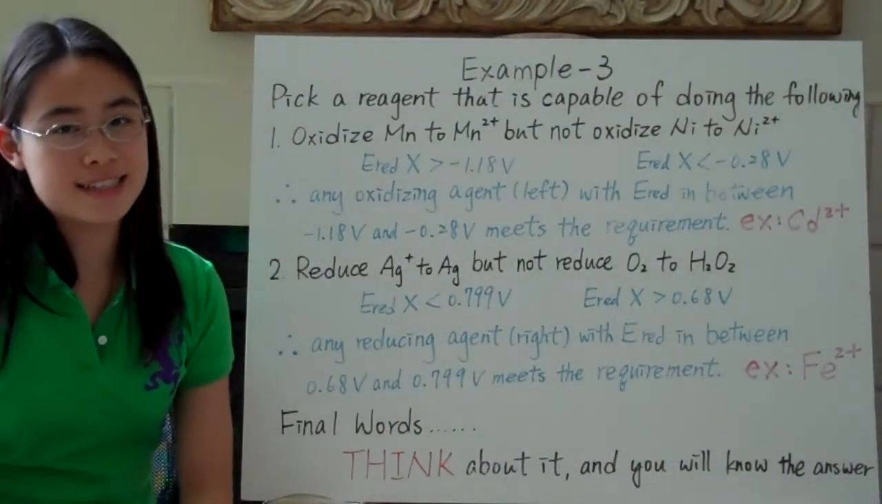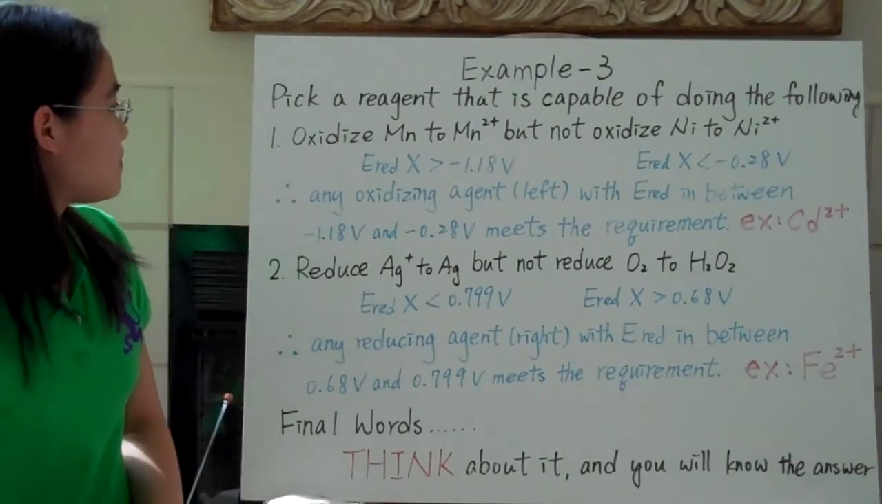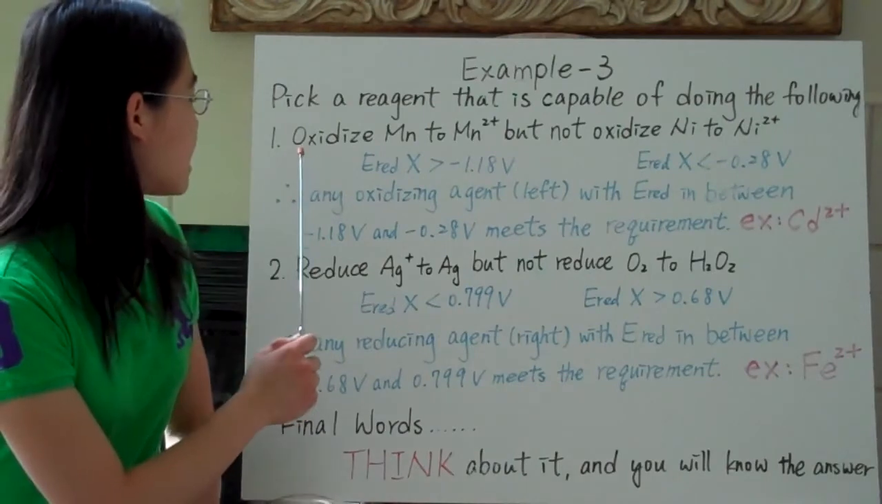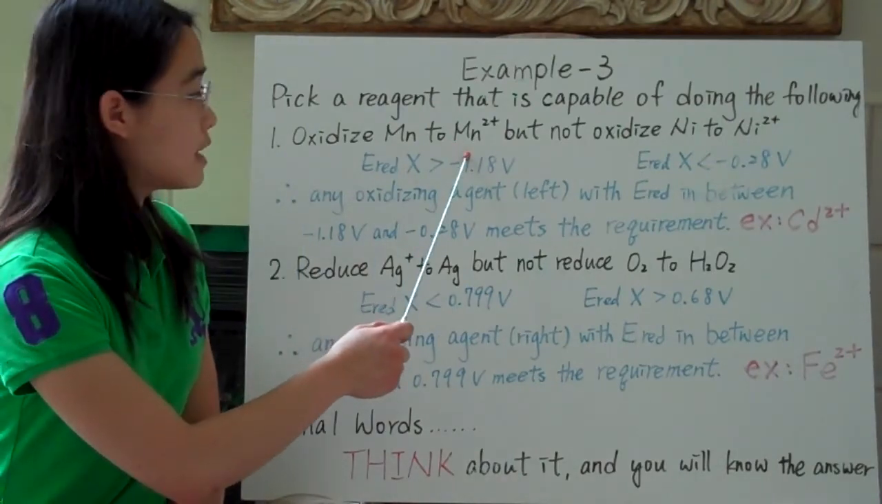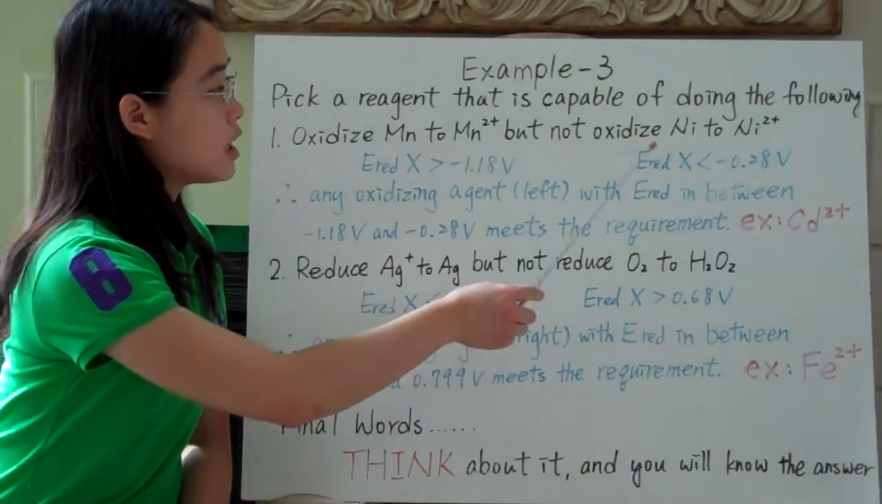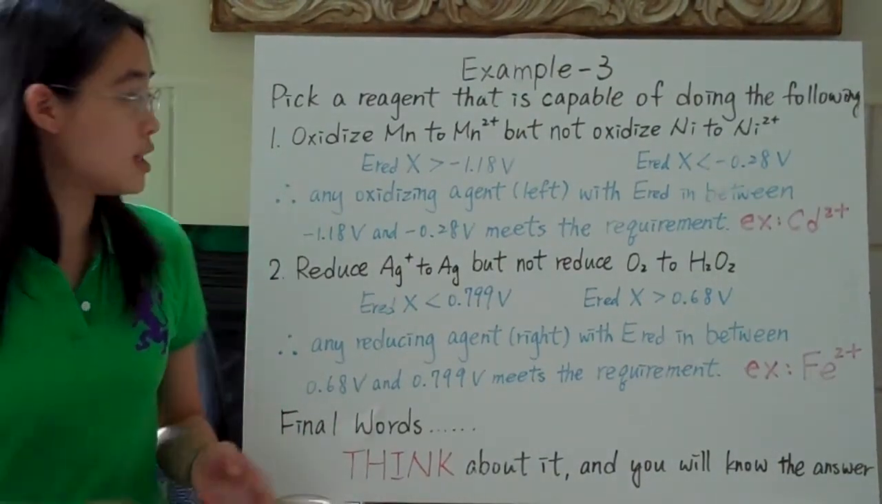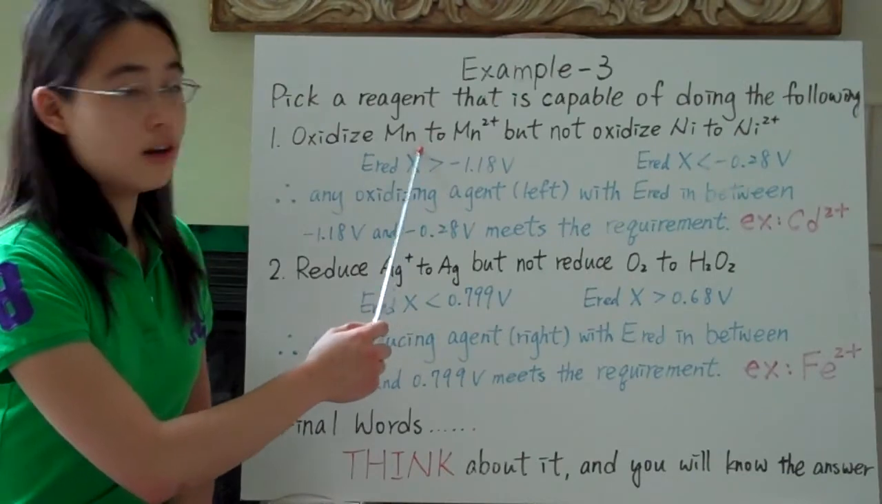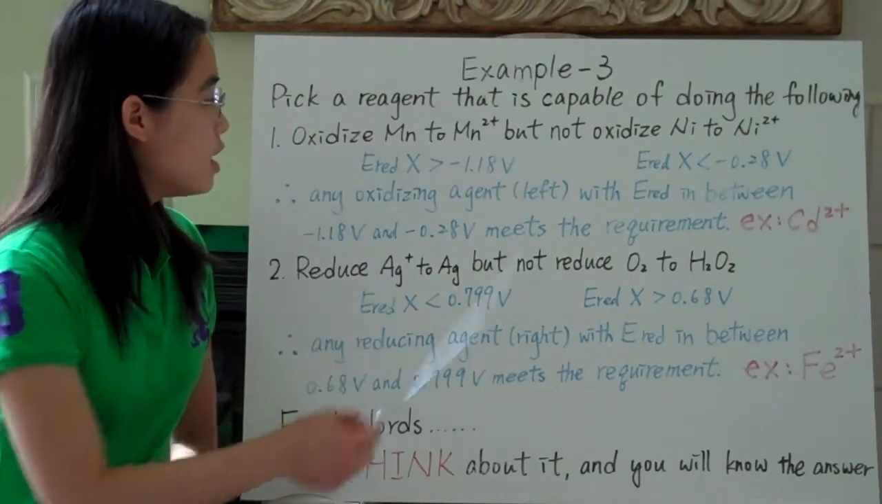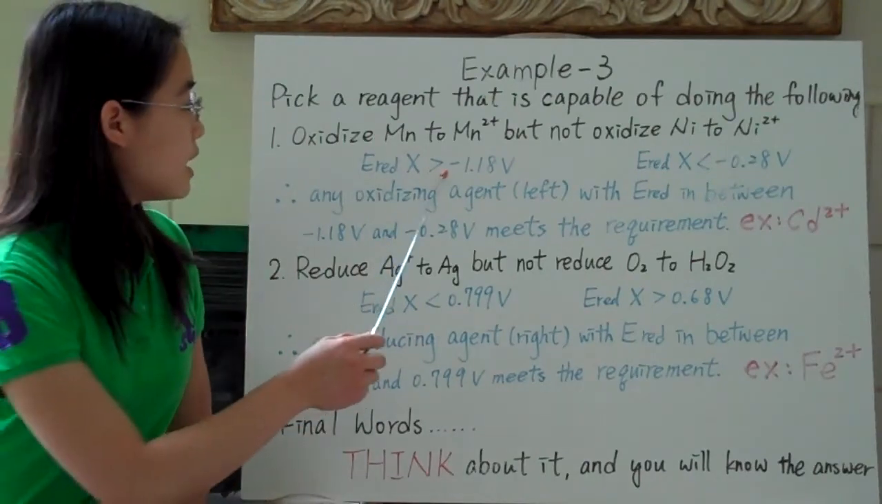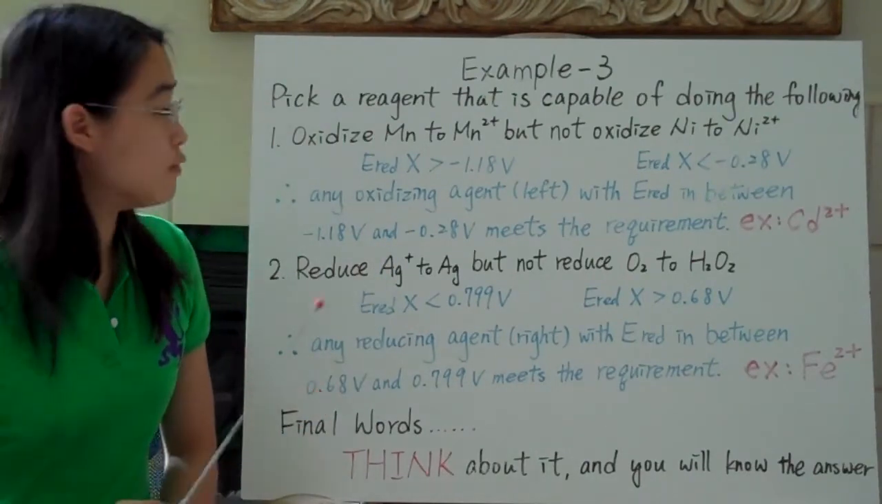Okay, the last type of question here. To pick a reagent that can oxidize manganese to manganese 2, but not oxidize nickel to nickel 2 ion. So first thing we need to do is to find the potential value of manganese. So we can find it from the reduction potential table that it is negative 1.18 volt.